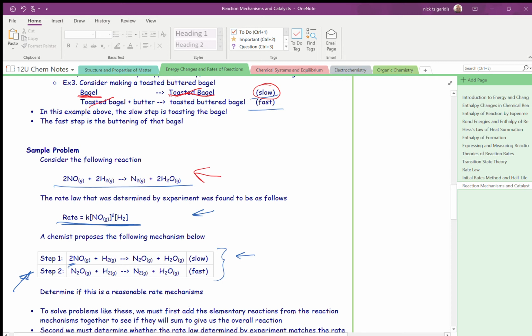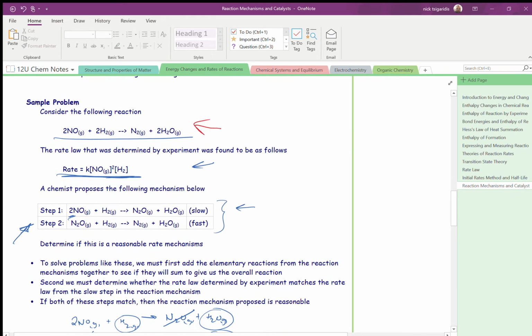And then a chemist proposes the following reaction. So when we talk about making these propositions, there's a lot of chemistry involved in that, and you guys don't know enough chemistry yet to do this. So we would be providing you with the intermediate equations, and what we're going to be asking you to do is determine whether the reaction mechanism is a reasonable mechanism. So the chemist proposes these two steps.